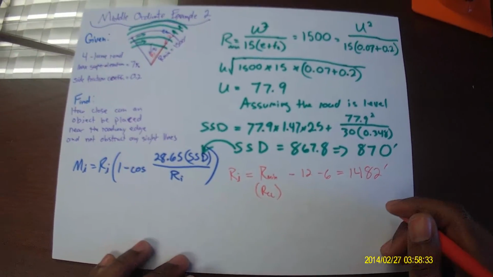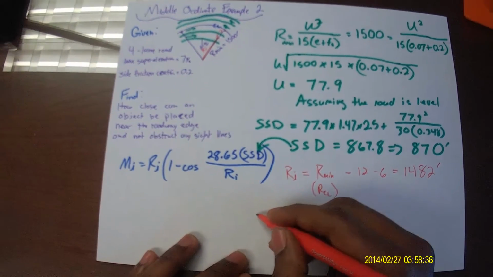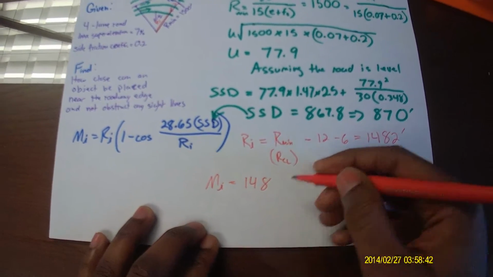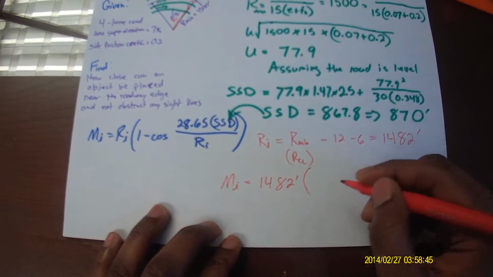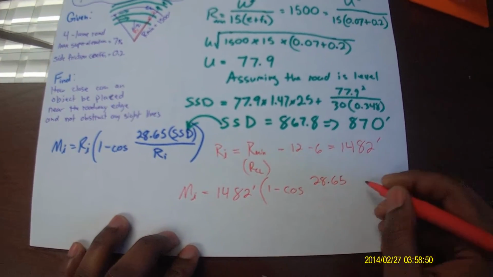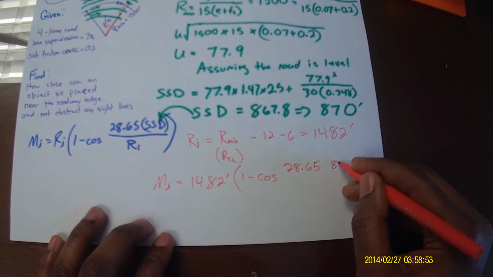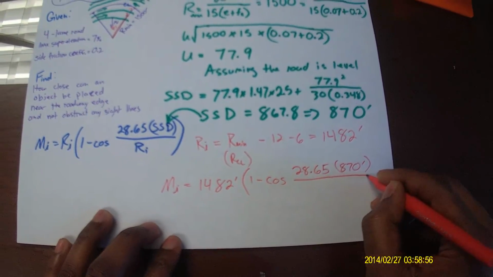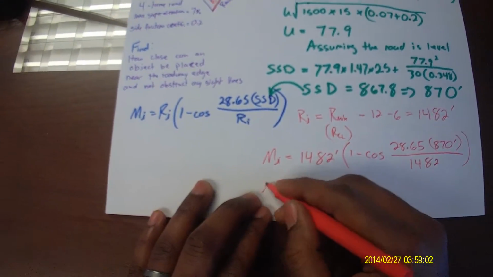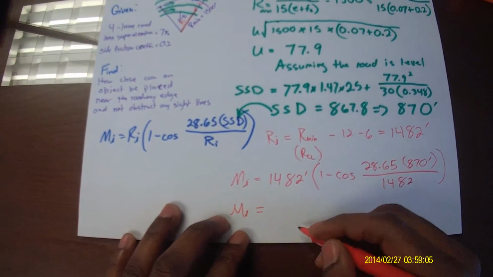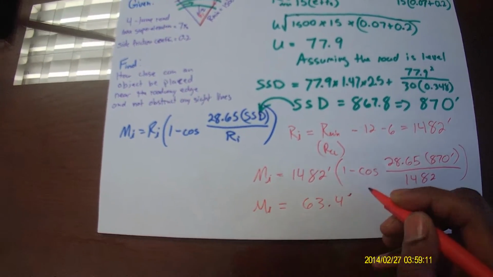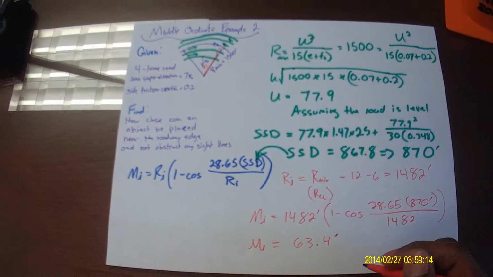Well, from this point on, it's nothing but plugging and chugging. So let's go ahead and do that. We've got our M sub I is equal to 1482 times 1 minus the cosine of 28.65 times your stopping sight distance, which is 870 feet, all of that divided by 1482. And now I figured out that my M sub I is equal to 63.4 feet. Okay, 63.4 feet.